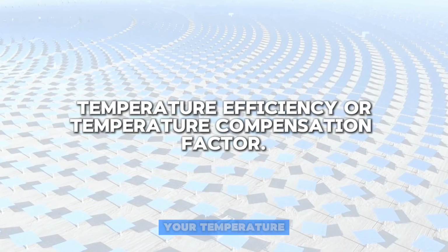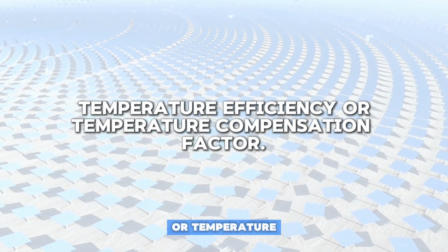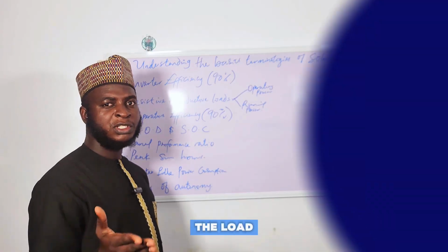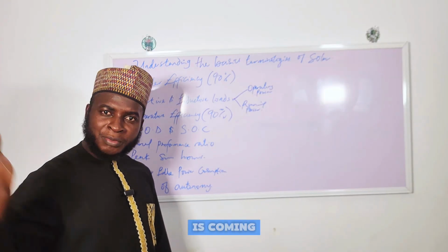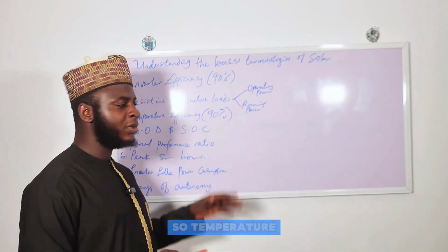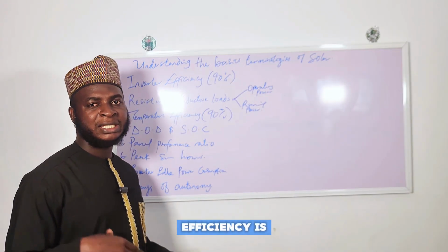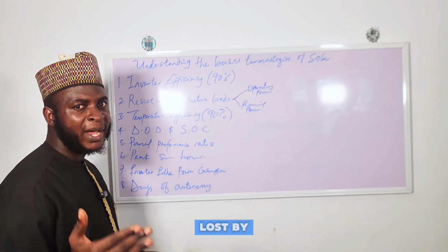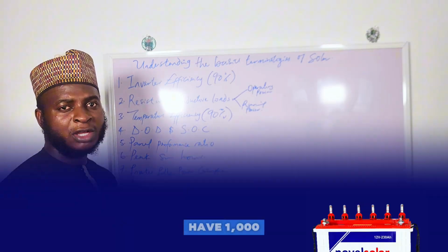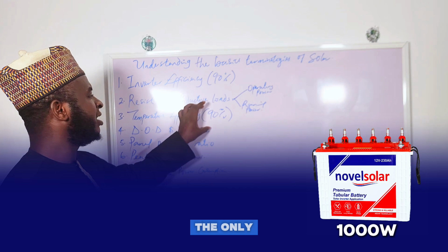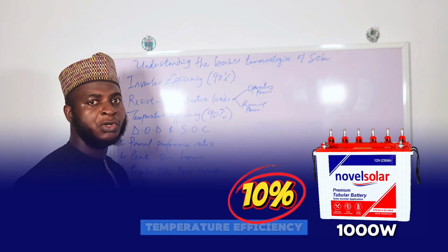Number 3, we have your temperature efficiency or temperature compensation factor. Because of the load your battery is carrying, some energy is lost, because as the current is coming in, some current is being pulled out. So temperature efficiency is like the amount of energy lost by your battery working. It's rated sometimes about 90%. So let's say you have 1000 watts of battery, then only 10% will be lost due to temperature efficiency.